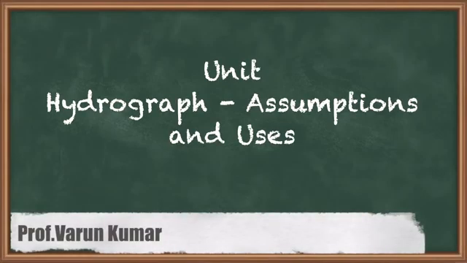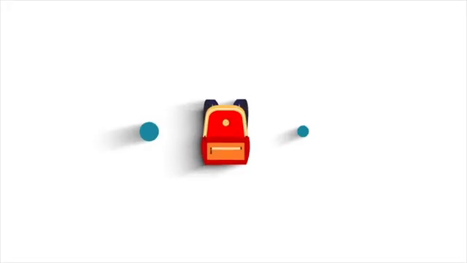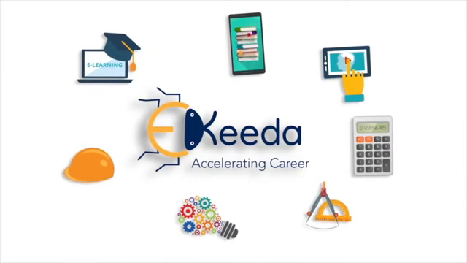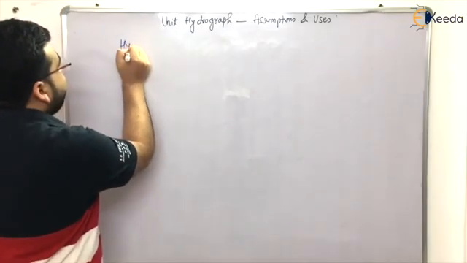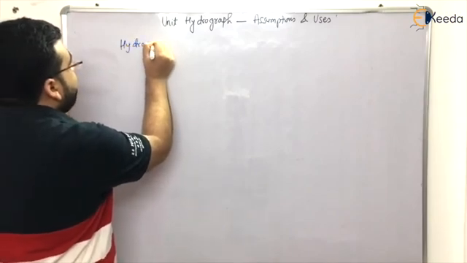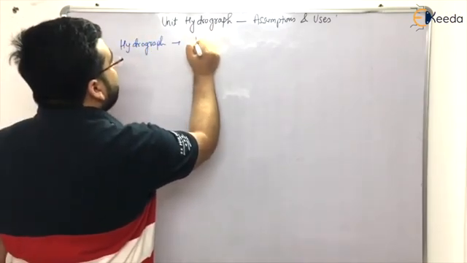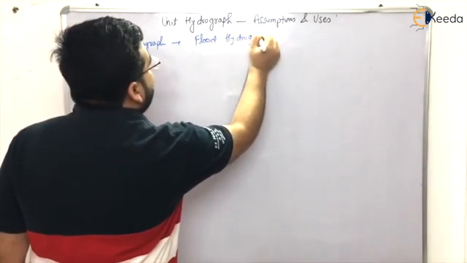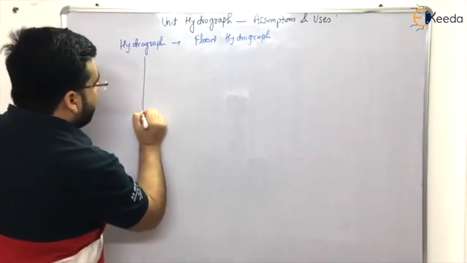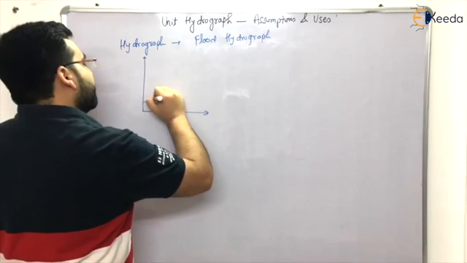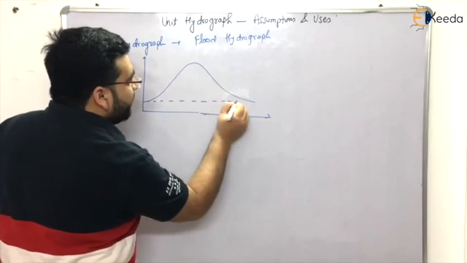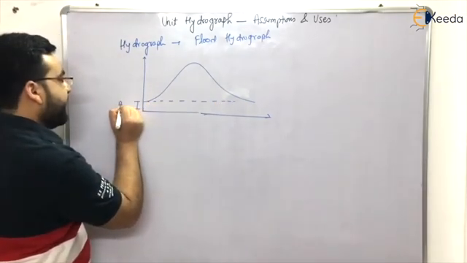Now students, we have discussed your hydrograph, right? That hydrograph is also known as the flood hydrograph. So the normal hydrograph which we have already discussed is also known as the flood hydrograph. This was the hydrograph in which the base flow was also there. So this hydrograph also had base flow, right?